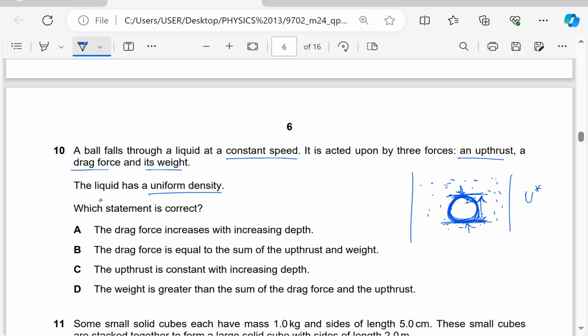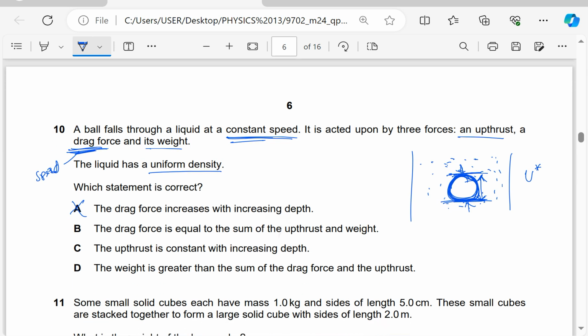So, and how about the drag? Because the speed is constant, the drag force also is constant because the drag, or resistance, depends on the speed. In fact, the drag could be directly proportional to the square of the speed. So if the speed is constant, the drag is going to be constant. So let's see what is given here. The drag force increases? No. The drag is constant if the speed is constant.